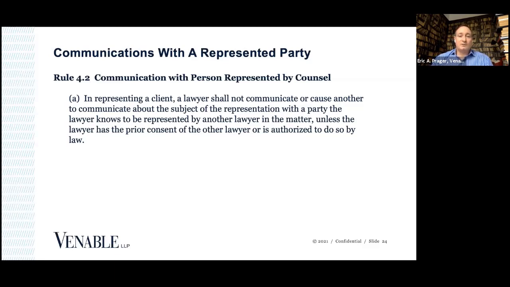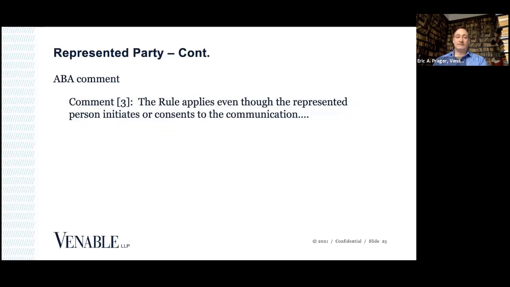Let's switch to communications with a represented party. So this one we're all sort of familiar with, but may not have thought of exactly how it plays out in the context of transactional work. So Rule 4.2(a) says that in representing a client, a lawyer shall not communicate or cause another to communicate about the subject of the representation with a party the lawyer knows to be represented by another lawyer in the matter, unless the lawyer has the prior consent of the other lawyer or is authorized to do so by law.